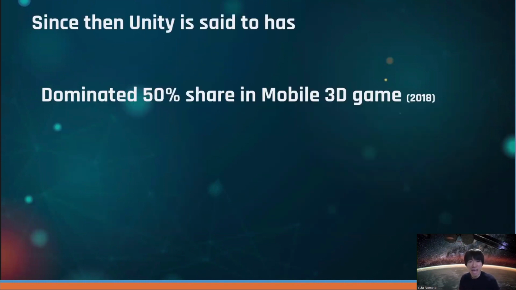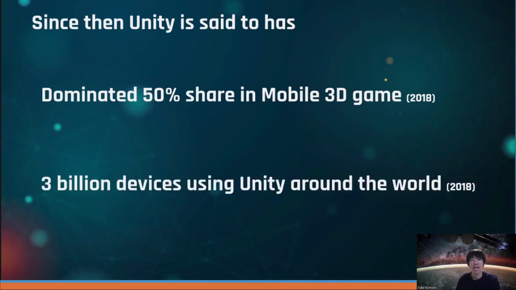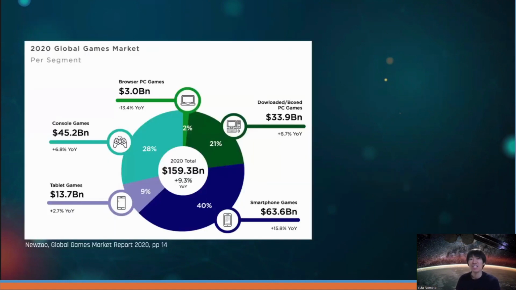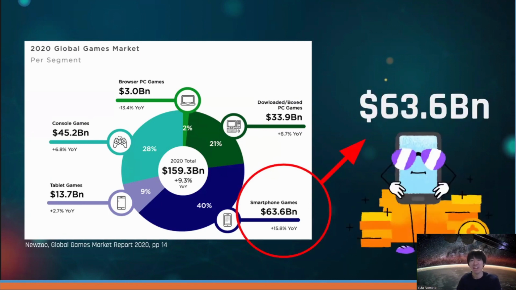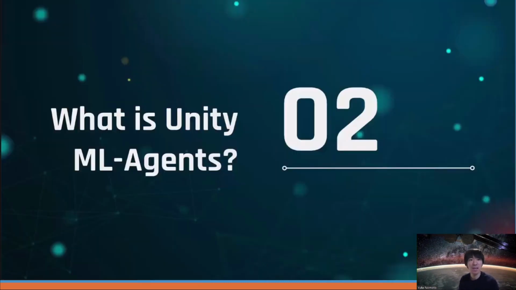Since then, Unity is said to have dominated a 50% share in mobile 3D games, with 3 billion devices using Unity around the world. According to a market report, the smartphone games market is about $64 billion. So it's very huge. Okay, so let's move on to the next.